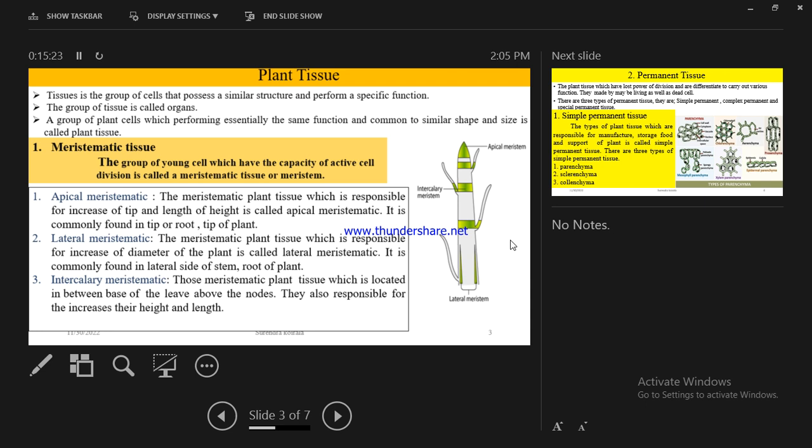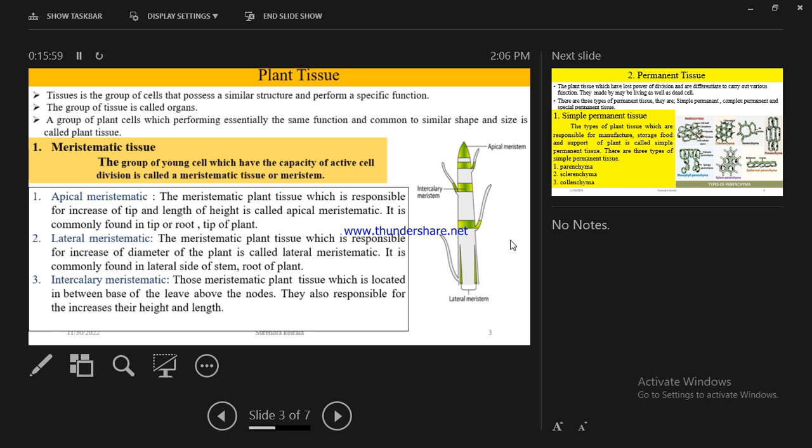So meristematic tissues are living cells. Some plant tissues are made of non-living cells, but they are composed of living cells. And they have a high capacity for cell division in the plant's cells. They are called meristematic tissues. So meristematic tissues are young cells which have the capacity of active cell division. That is called meristematic tissue.